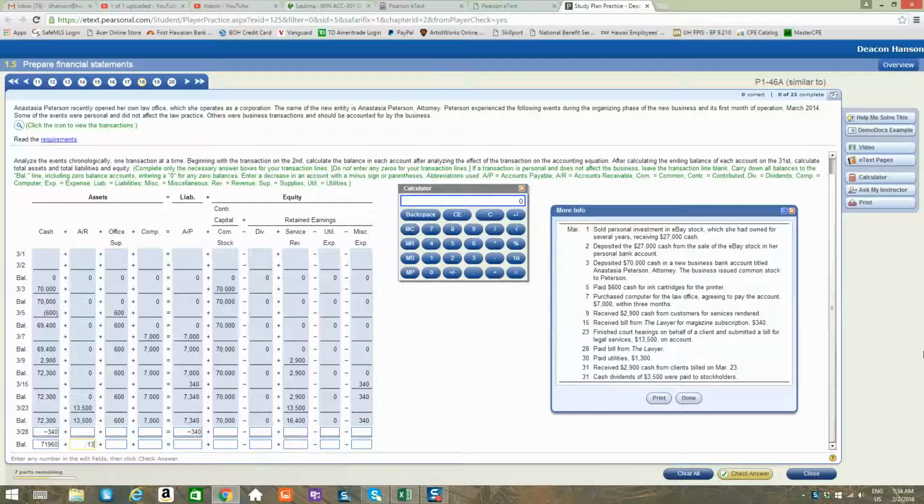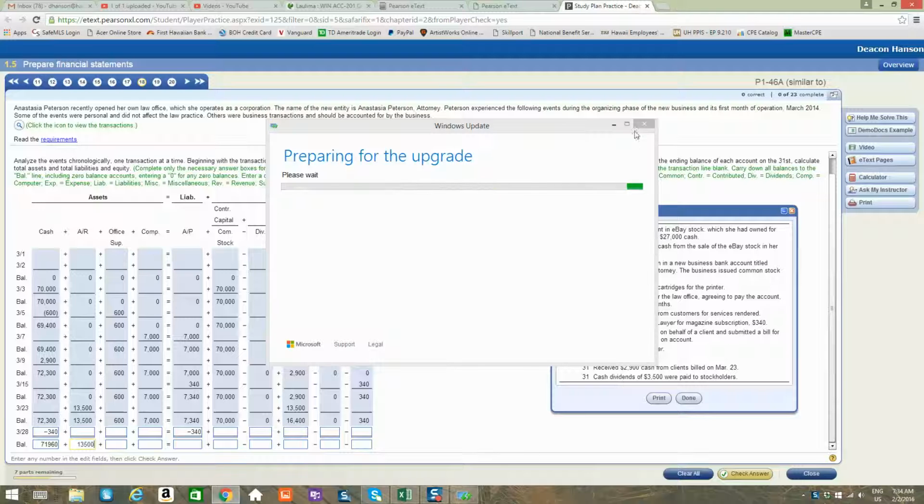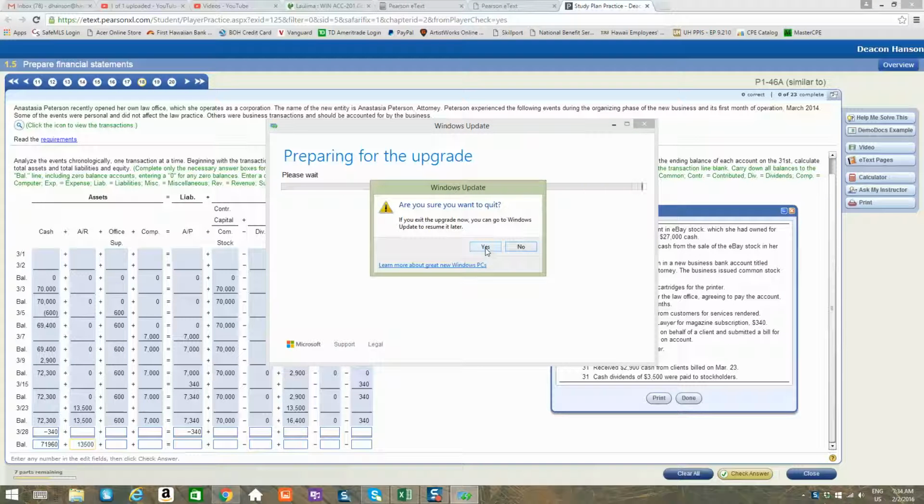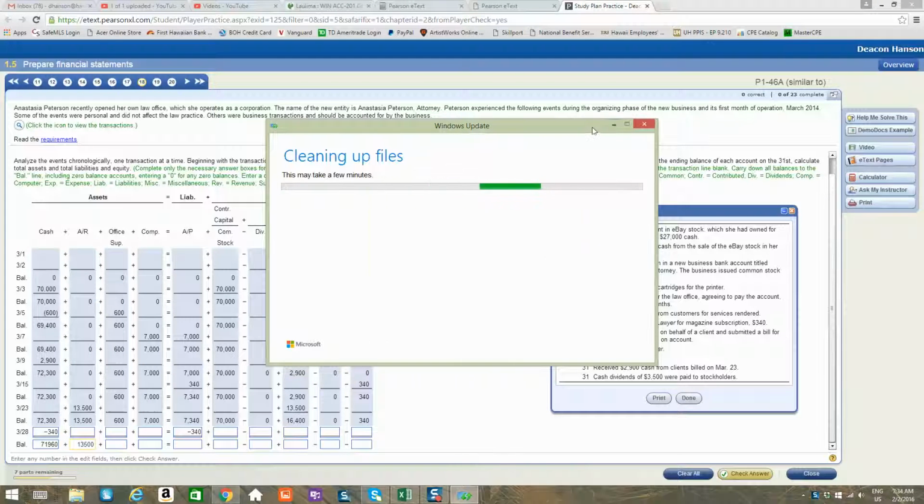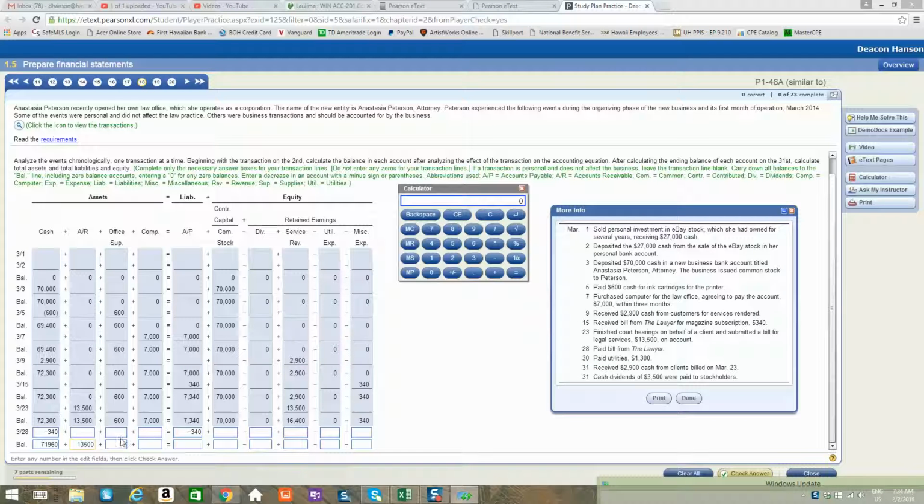Nothing happened to accounts receivable. Get that out of the way. Okay. Nothing happened to accounts receivable. Nothing happened to office supplies. Okay, but accounts payable went down by 340. Nothing happened to common stock. Nothing happened to dividends. Service revenue, nothing, and no changes to the other accounts.